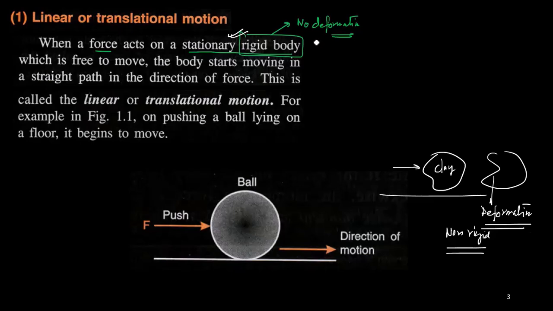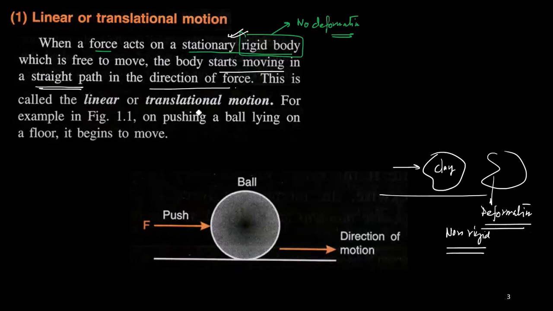That means there are some other bodies which are non-rigid in nature. A rigid body is an ideal concept. In the universe, there is no such body which is perfectly rigid. Whenever we apply a force on a body, the body must deform. Now the body starts moving in a straight path, along the direction of the force. Then only can I say it is a translating motion, or linear motion.